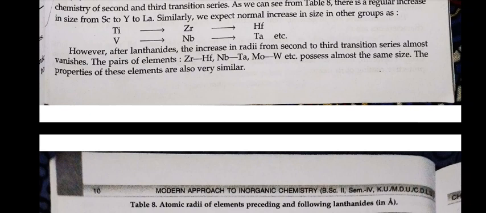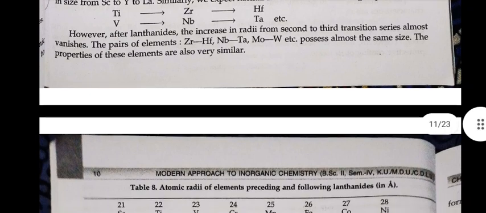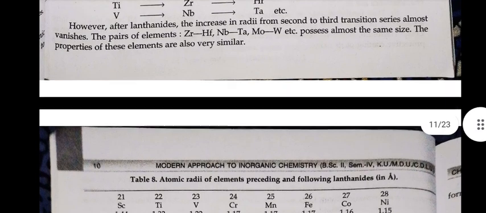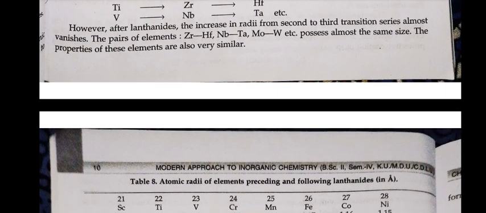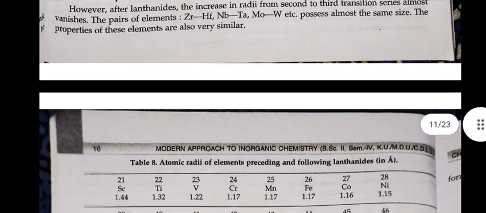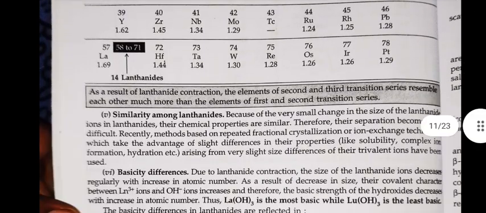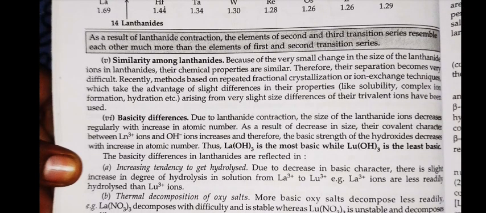The pairs of elements zirconium, hafnium, niobium, Ta, Mo, W, etc. possess almost the same size. The properties of these elements are also very similar. As a result of the lanthanide contraction, the elements of the second and third transition series resemble each other much more than the elements of the first and second transition series.